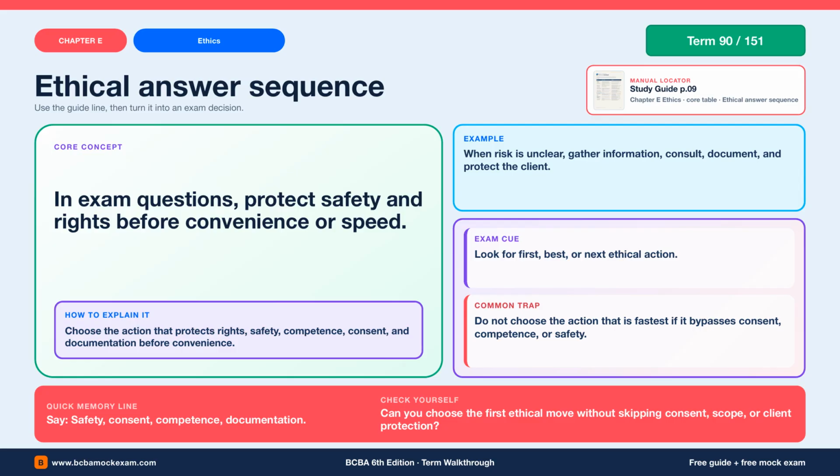Domain ERAP. Ethics questions often feel like common sense, but the exam is usually more precise than that. Look for the safest professional sequence. Protect client welfare. Stay within competence. Get meaningful consent. Respect refusal and dignity. Protect confidentiality. Document and consult when needed. And choose effective treatment with the least necessary restriction.